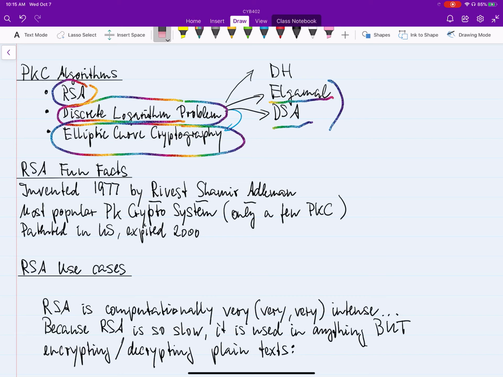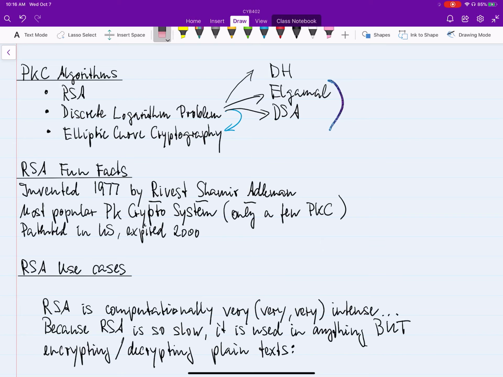So here in our class, we are going to cover RSA. We are going to talk about the discrete logarithm problem and the generalization of it. And as a consequence, we're going to talk about elliptic curve cryptography. And we are starting out with the discrete logarithm problem, covering Diffie-Hellman.